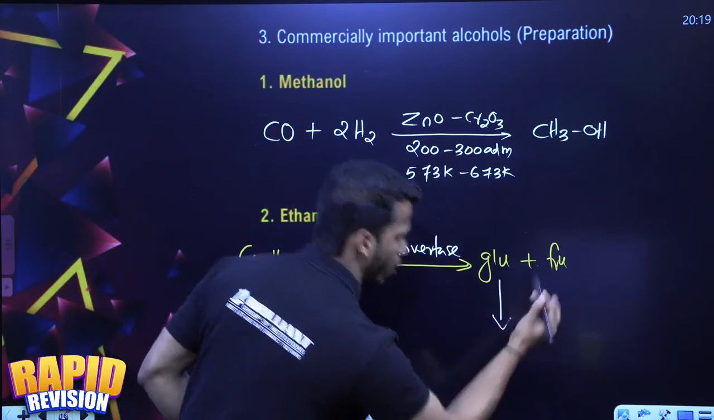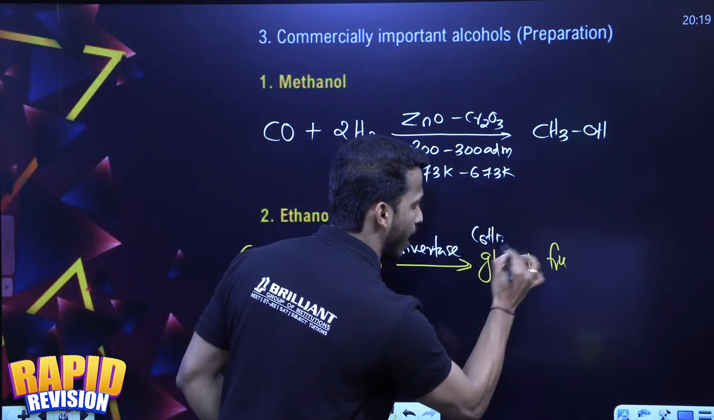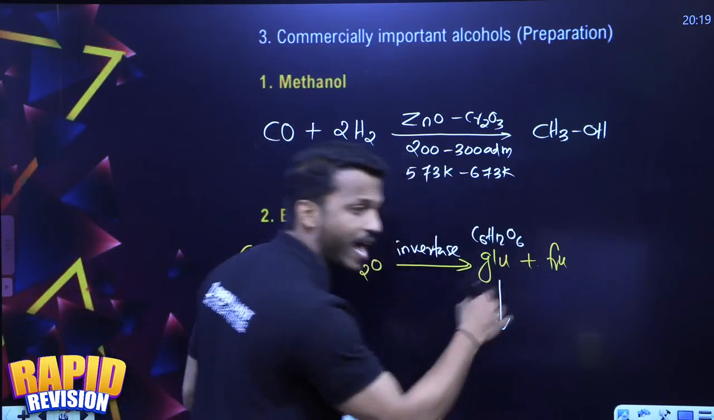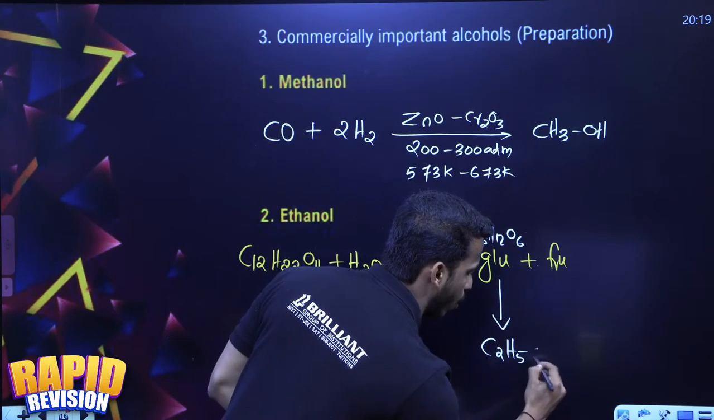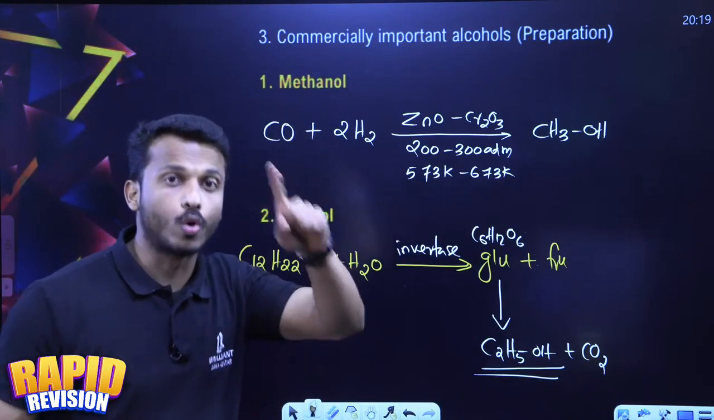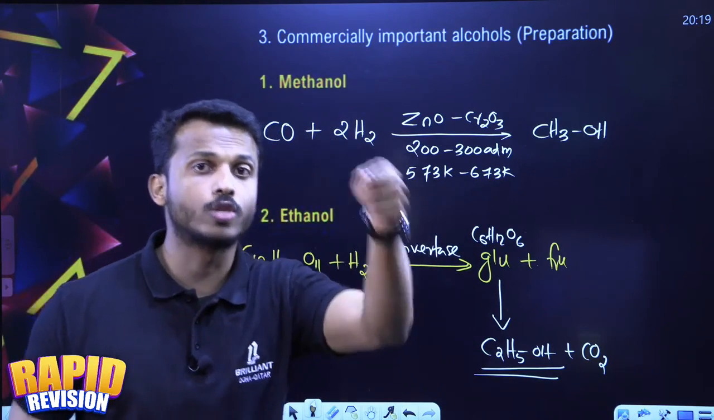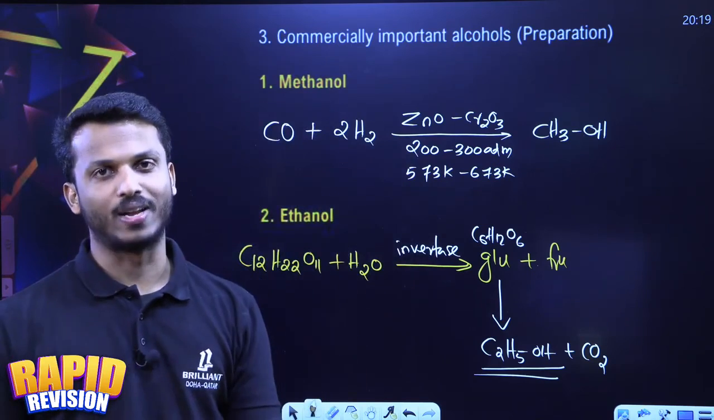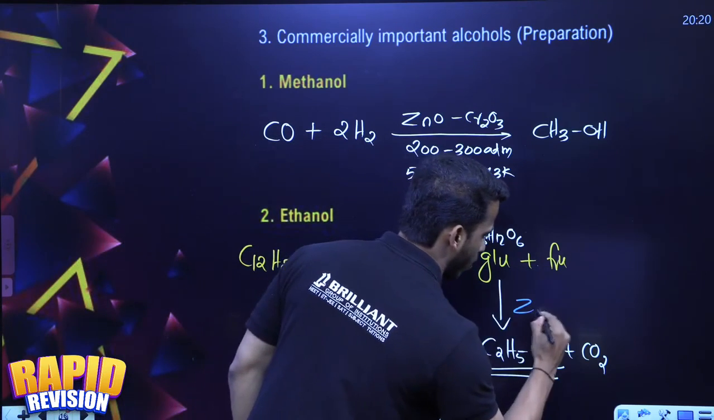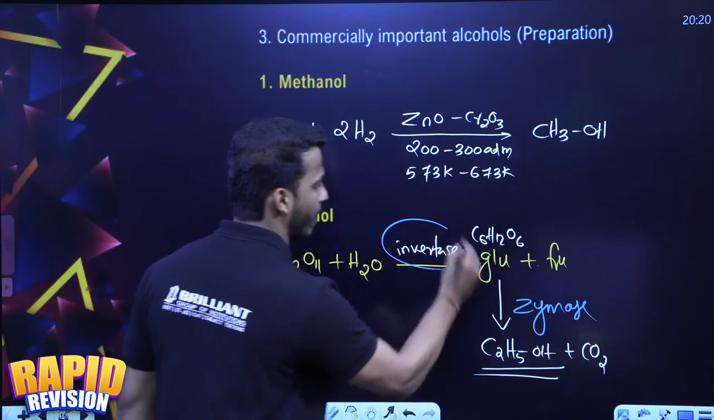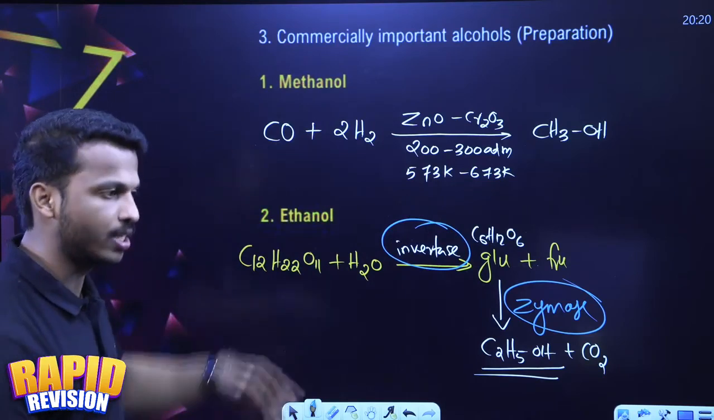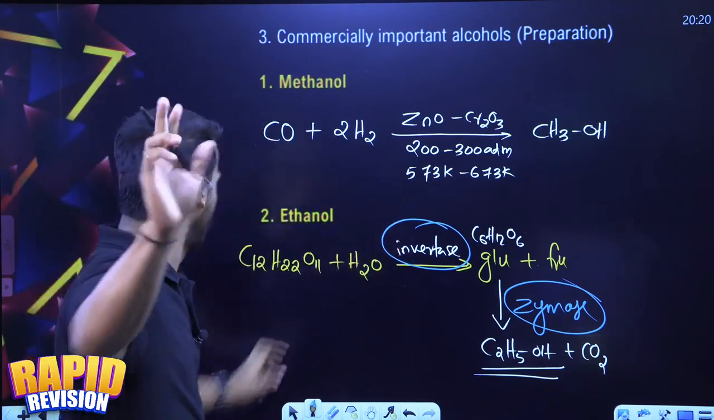Now, dear all, this glucose, C6H12O6, when treated with another enzyme, you will get ethanol and carbon dioxide. Ethanol you can prepare from sucrose. Sucrose is first hydrolyzed to give glucose. Glucose, when treated with another enzyme, gives ethanol. My question: what is the enzyme used in the second step? Very good, that is zymase. Remember the purpose of invertase and zymase. We can expect a question even from the biomolecules chapter also. So this is a commercial preparation. Please study carefully, all of you.